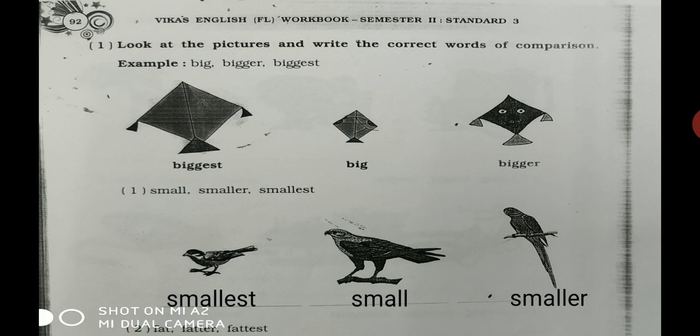And then just hide the sparrow and compare the other two birds. Which are they? Eagle and parrot. Which is smaller, eagle or parrot? So parrot is smaller. So write smaller below the parrot. So eagle will be the positive form of the degree. It will be small. Understand? This is the way we will solve the other questions.